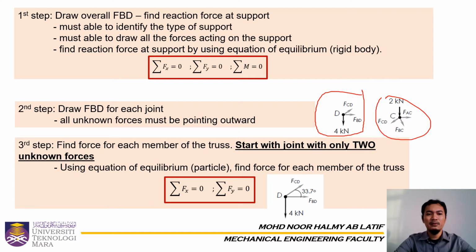The third step is to find the force for each member of the truss. Start with a joint with only two unknown forces. We can find the unknown forces by using the equations of equilibrium of a particle, such as summation of force in the x direction equal to 0 and summation of force in the y direction equal to 0.